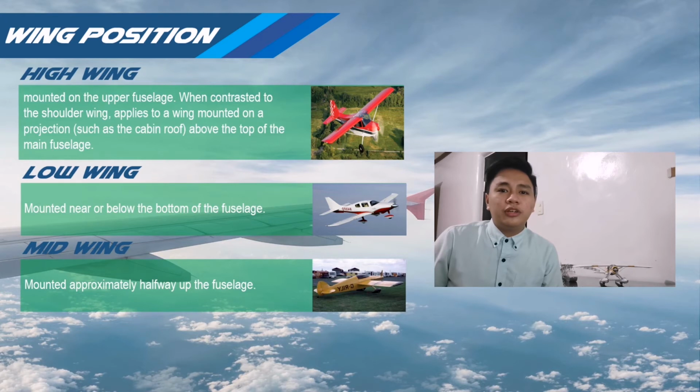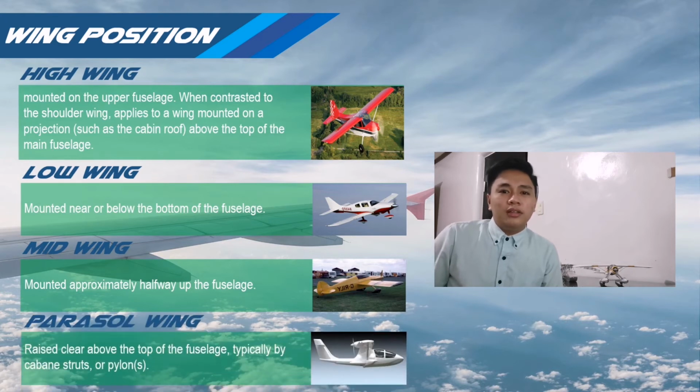The fourth wing position is the parasol wing. The parasol wing is located above the fuselage, so it is connected by a cabin strut or a pylon strut. Its advantages are also the same as the high wing. You will have a clear view of the ground. The same is true with the disadvantages. You will have a heavier weight because of the extra part that will be needed to connect the wings to the fuselage, which is the cabin.